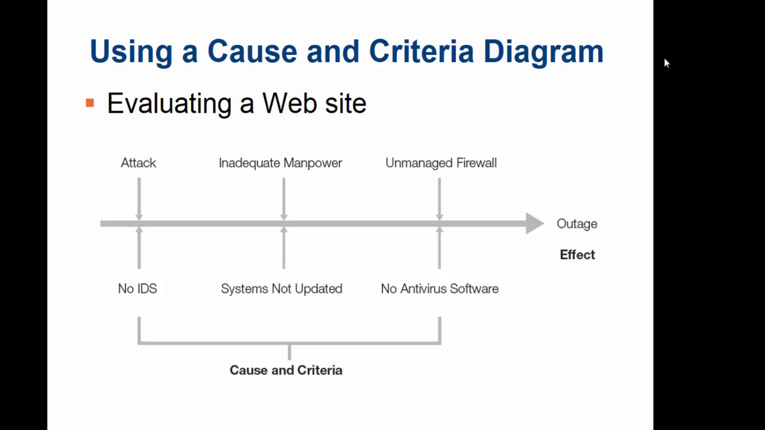Use a cause and criteria diagram. Evaluate, basically like, for instance, evaluating a website. Here's the attack. Well, there was no IDS in place. Inadequate manpower, system's not updated. Not updated because you don't have the manpower to do that. Unmanaged firewall. Well, there's no antivirus software, and the effect is an outage on any of these.